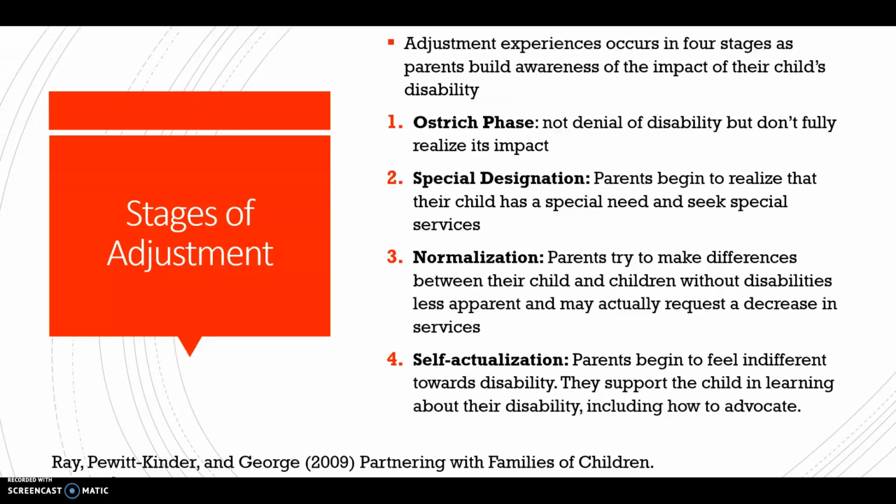The next stage is normalization, where parents do try to make differences between their child and children without disabilities, and those become less apparent, and they may actually request a decrease in services. So kind of understanding that, oh, this is who my child is. They're not typical, but they're not so much different from other kids. They're just kind of doing things differently.